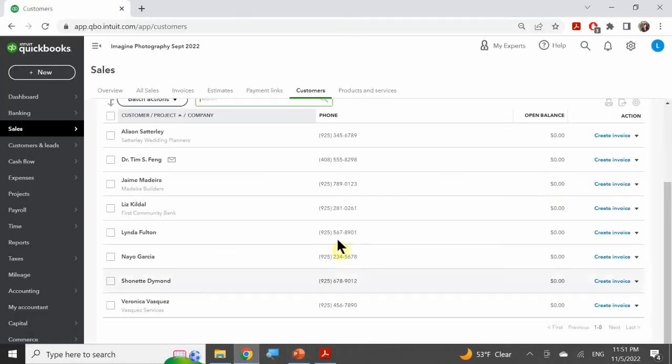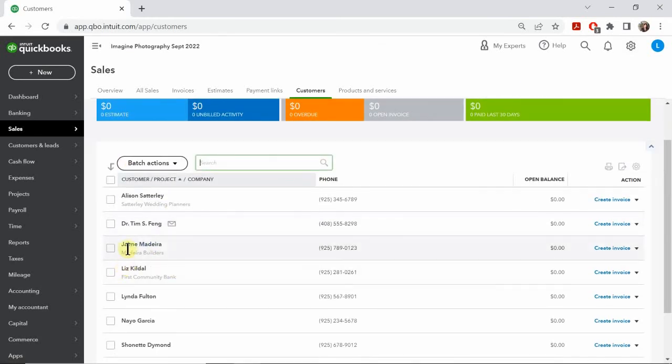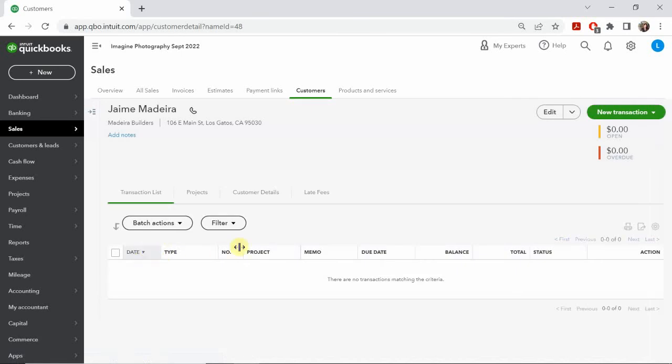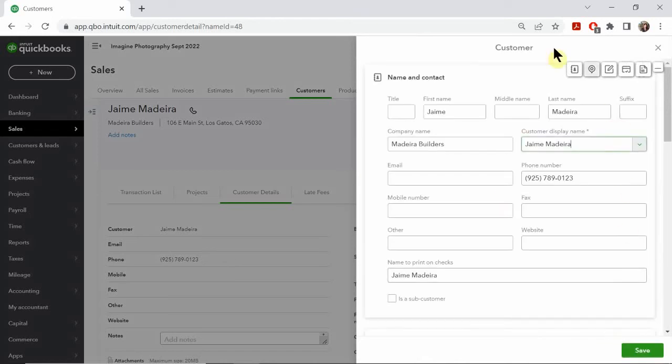All right, so we're going to change these individual customers to these different display names here. Okay. So once again, we're going to go ahead and locate Jamie Madeira. So here we click on Jamie Madeira. We click on customer details, and we're going to click on this edit button here, and we're going to change the display name to say Madeira Builders. Okay. Madeira Builders right here. Okay.